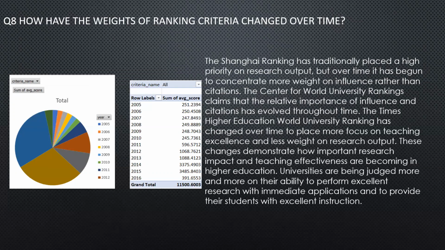Over time, the weight of research production has decreased, while the emphasis on teaching quality has increased in the Times Higher Education World University Ranking, which is quite good. These adjustments reflect the rising significance of teaching effectiveness and research impact in higher education. Universities are increasingly being evaluated on their capacity to conduct high quality research, which is very important, and it has a practical application, and this gives their students high quality instruction for their life after that.